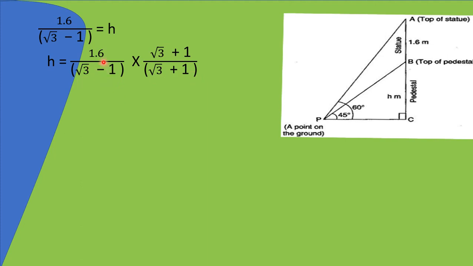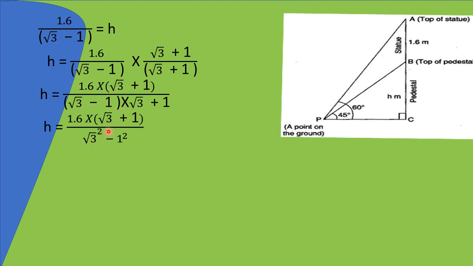Now here 1.6 multiplied by root 3 plus 1, and in the denominator we place root 3 minus 1 into root 3 plus 1. Now remember this is an identity, a minus b into a plus b, so it will become a square minus b square. Now in place of a, that is root 3, and in place of b, that is 1. So we can say root 3 square minus 1 square, and 1 square we can write as 1.